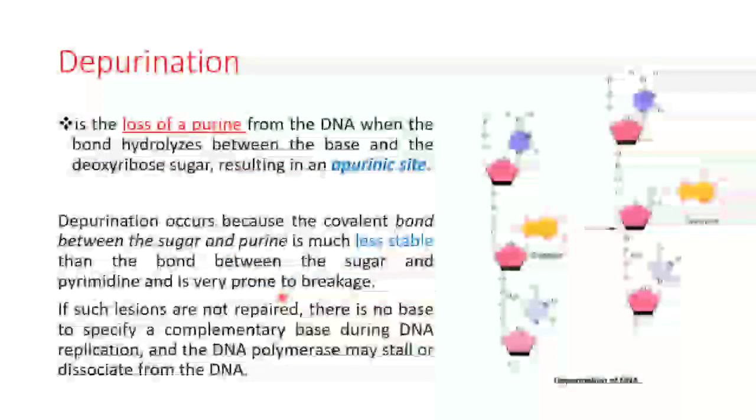Let's start first with the depurination. From its name, guys, depurination means the removal of a purine. So it's the loss of a purine from the DNA sequence. If we move to this figure, guys, let's consider this is the DNA sequence, so one strand of the DNA with a pyrimidine single ring, then the purine guanine, a double ring, and then we have a pyrimidine single ring.